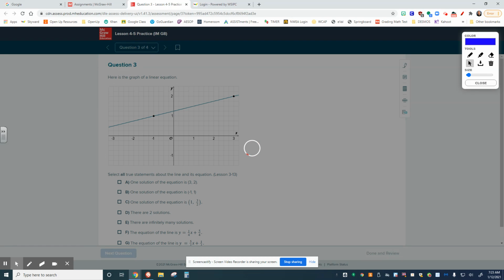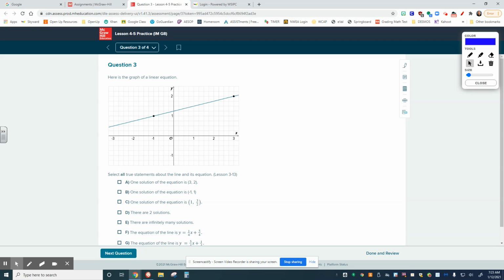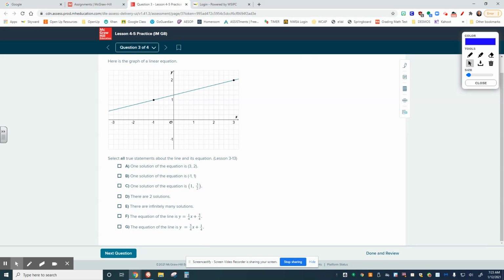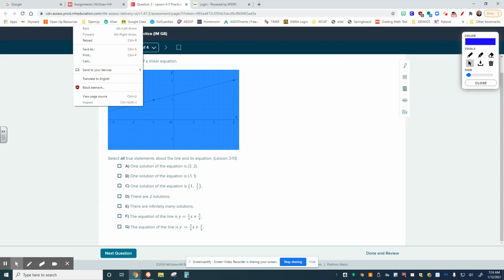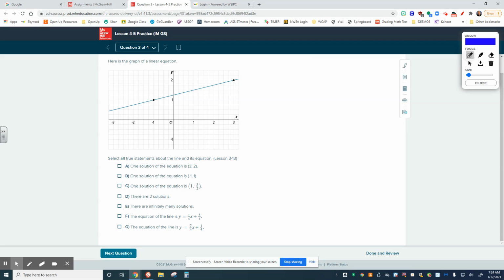Question 3, a little bit of review. Tell me all of the statements about the line and its equation. Some things I would tell you to look for: I would tell you to figure out what is the slope, moving from point to point. So look at the slope from here to here. I would tell you to pay attention to the y-intercept right here, that little point.